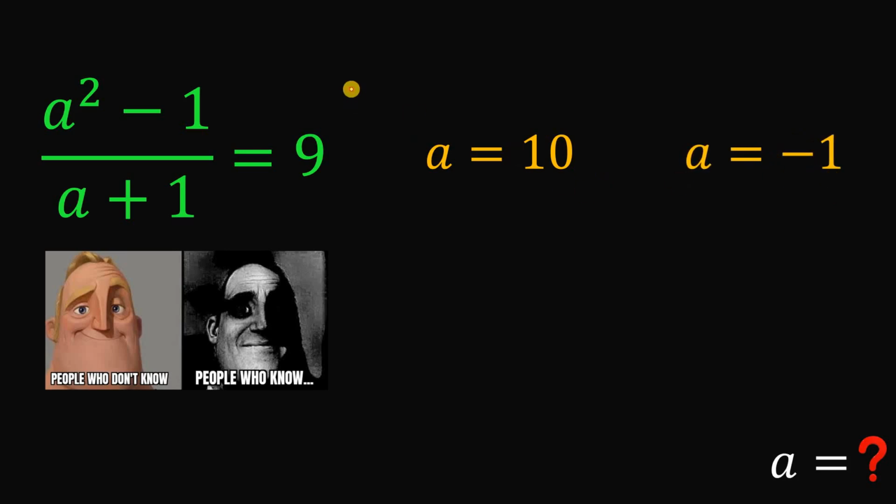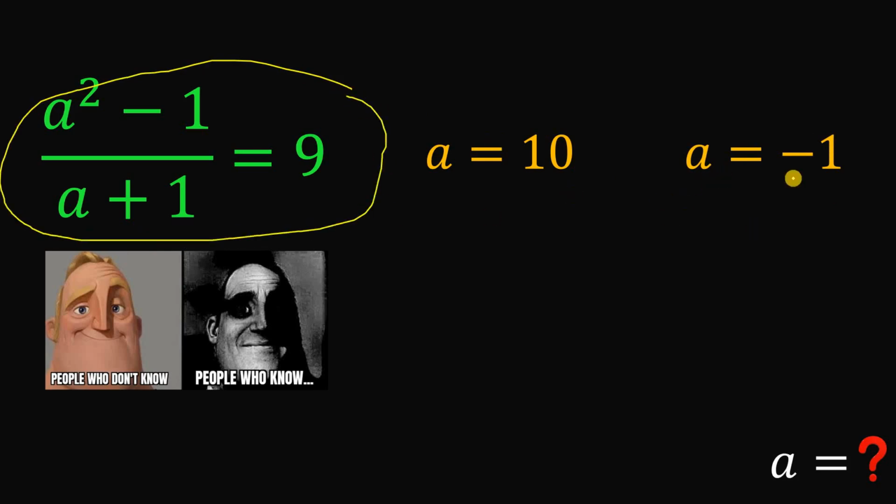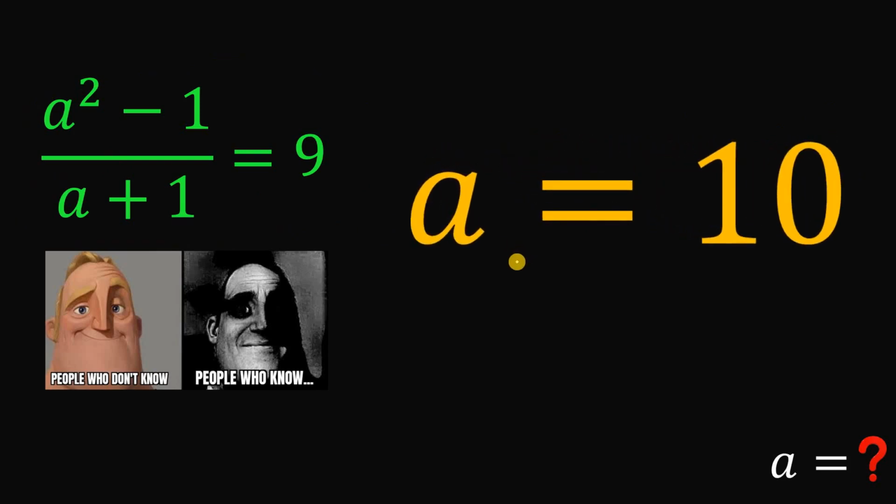Now, looking at this rational equation, take note, when we plug in negative 1, we have here in the denominator negative 1 plus 1, and this is 0. And we don't want the denominator to be equal to 0 because this is definitely undefined. Therefore, this a equals negative 1 is not part of our solution. So, the only value for a that satisfies this equation must be equal to 10.